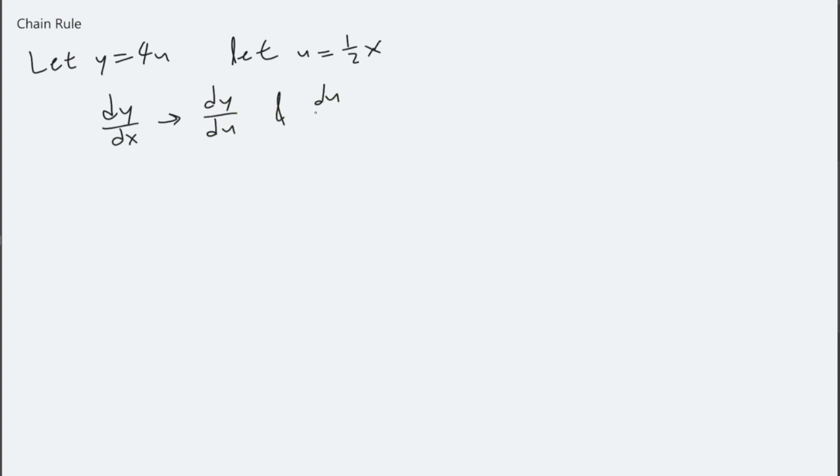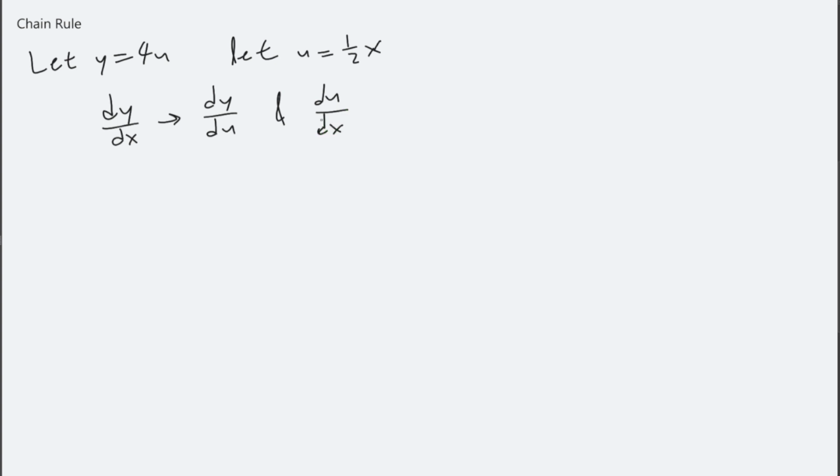Today we're going to be talking about the chain rule. Let's get right into it. Let y equal 4u, and let some variable u equal half x. The question now is, how can we find dy/dx in terms of dy/du and du/dx?